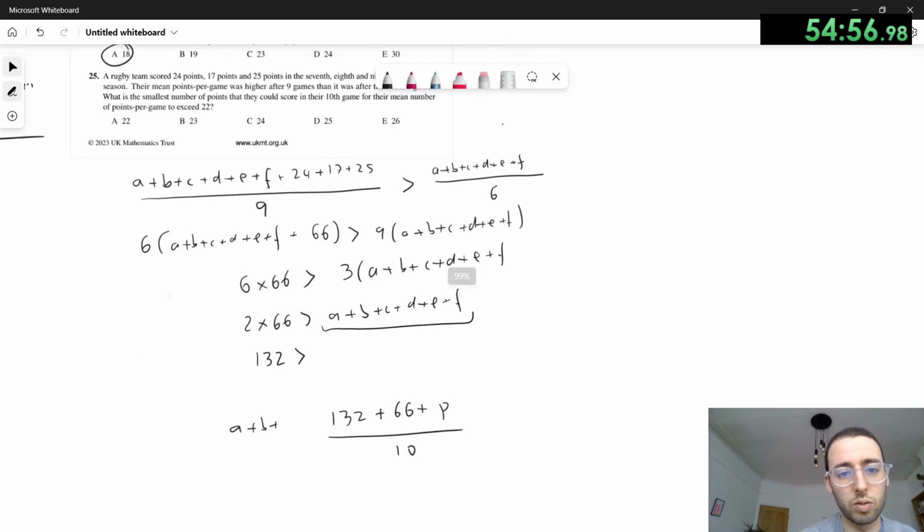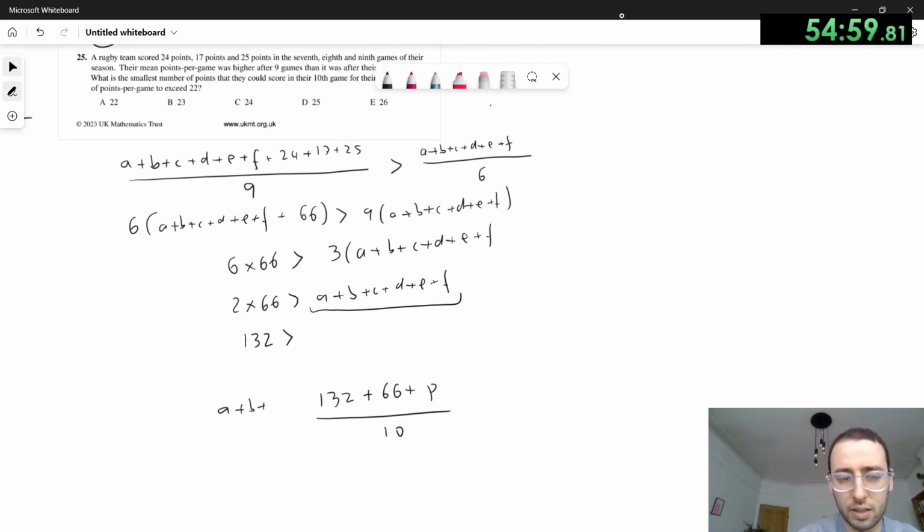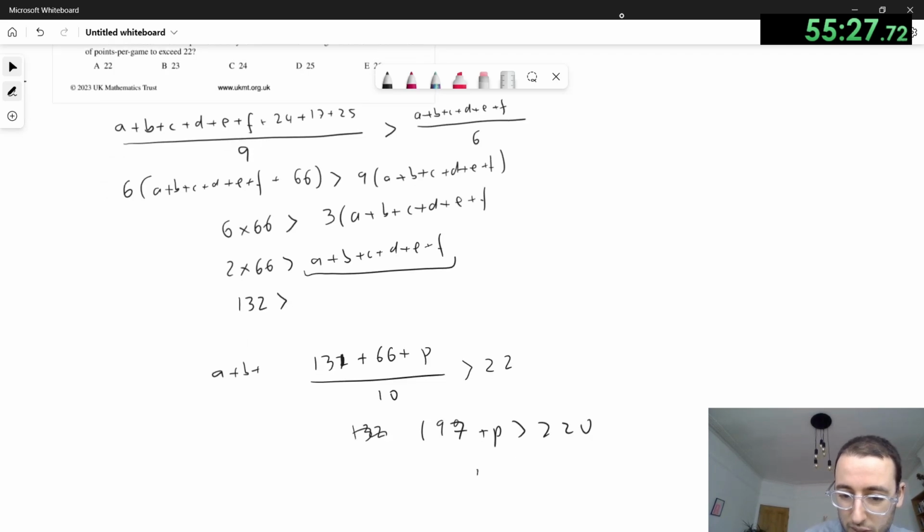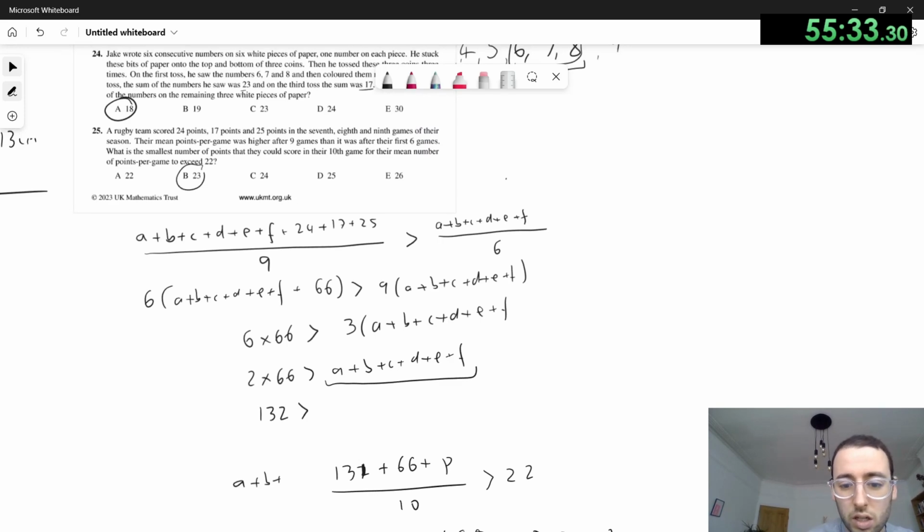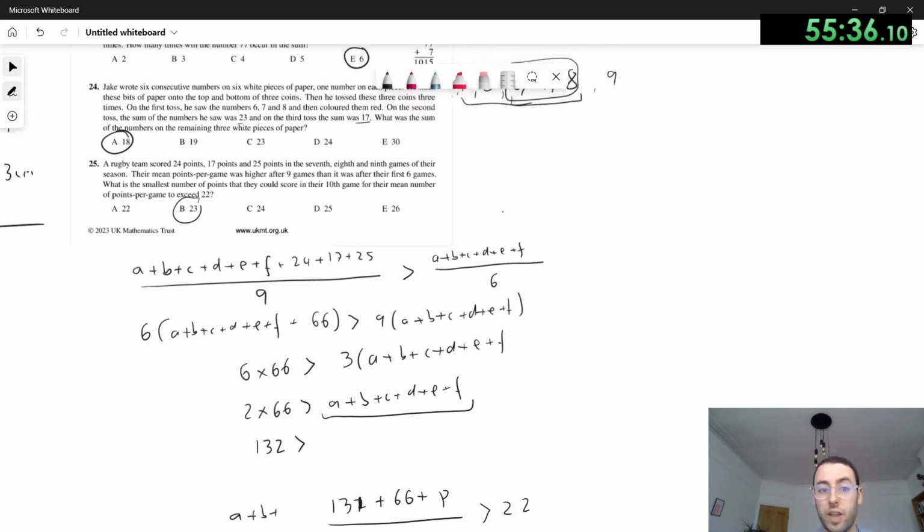Smallest number of points they could score, and it's to exceed 22. So 132. I think actually the biggest these could be is 131, because it has to be less than 132. So I've got 197 plus P is bigger than 220. So P is equal to 23. Whoa, if I've got that, that is crazy.